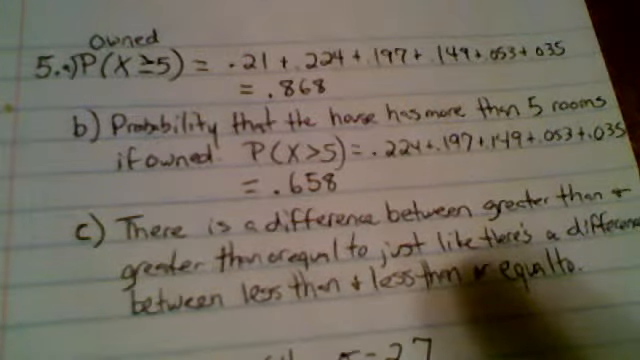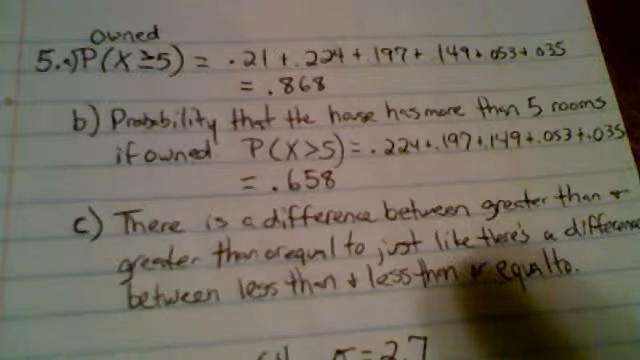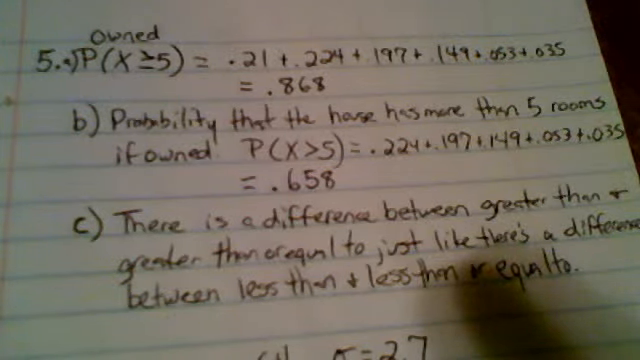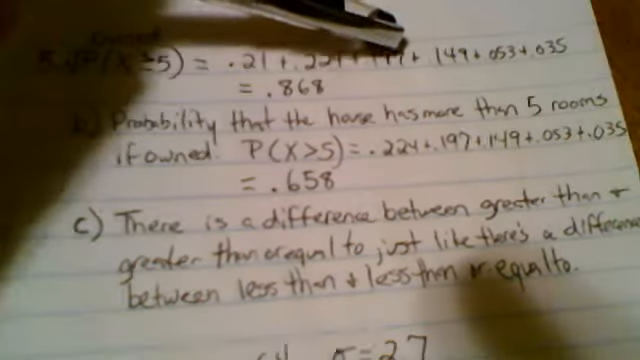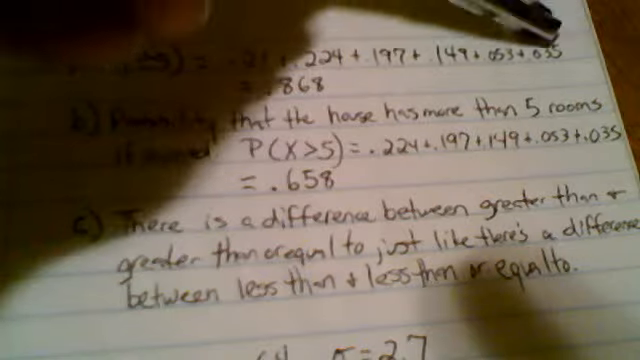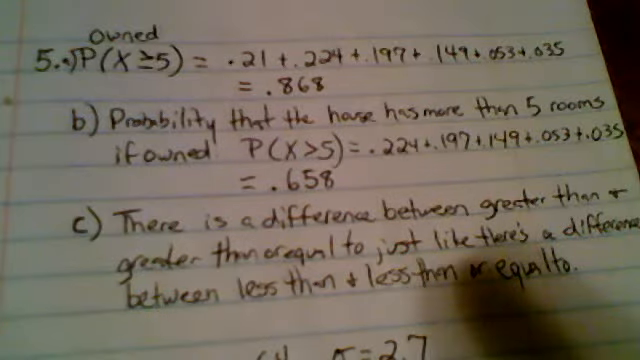Okay? Number 5, what's the probability? So it's talking about an owner, if you read the question in number 5. So we're only talking about an owner here. What's the probability that an owner has 5 or more rooms? So that would be greater than or equal to 5. So I'm going to add up 5 rooms plus 6 rooms plus 7 rooms plus 8 rooms plus 9 rooms plus 10 rooms. I get 0.868, so 86.8% chance.